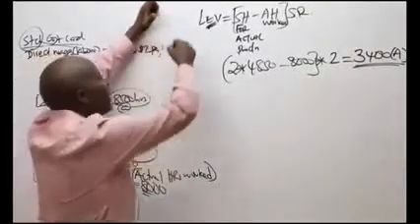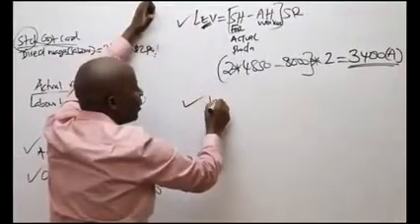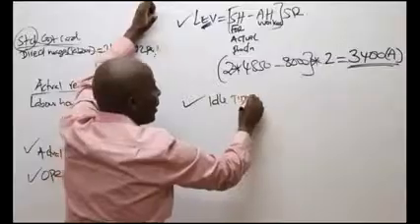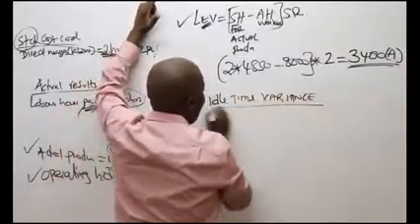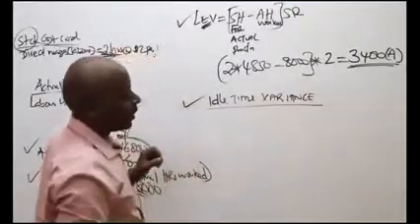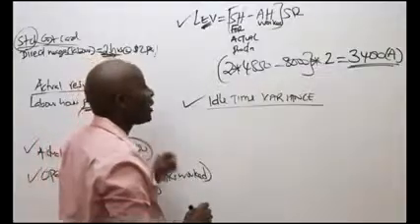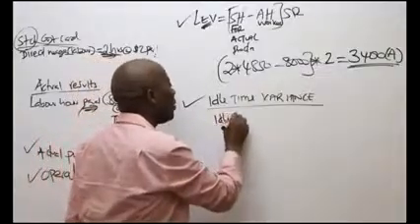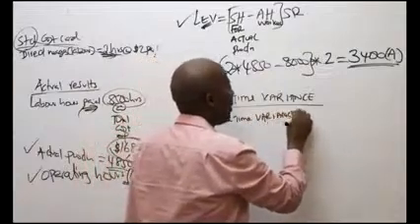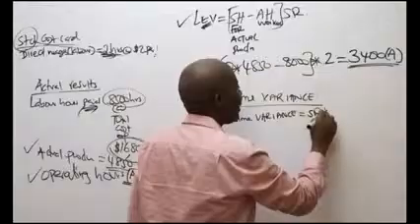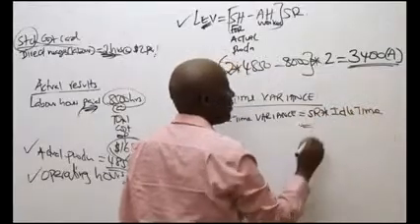Ladies and gentlemen, the last type of labor variance is called idle time variance. How do we get this labor idle time variance? To get the idle time variance, we normally take the standard rate given times the idle time. Standard rate times the idle time.